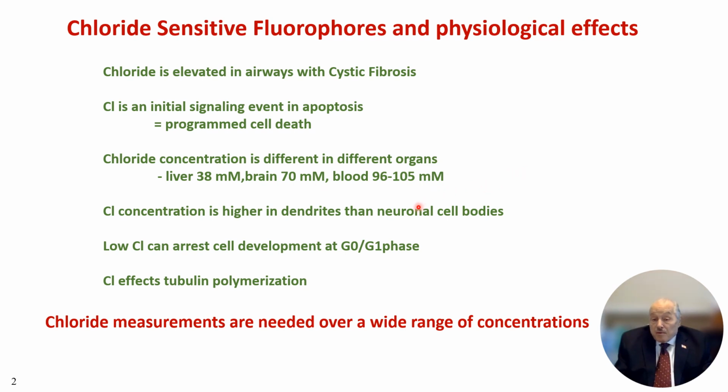Chloride is different in different organs, so we couldn't just use one pH probe or one sodium probe, because there'll be a very different chloride concentration in different parts of the body. Even in cells, it can be different. In neuronal cells, it's different in the dendrites than in the cell bodies themselves. Low chloride can arrest cell development, and low chloride can affect tubulin polymerization. So the measurements are needed over a wide range of conditions and a wide range of concentrations.